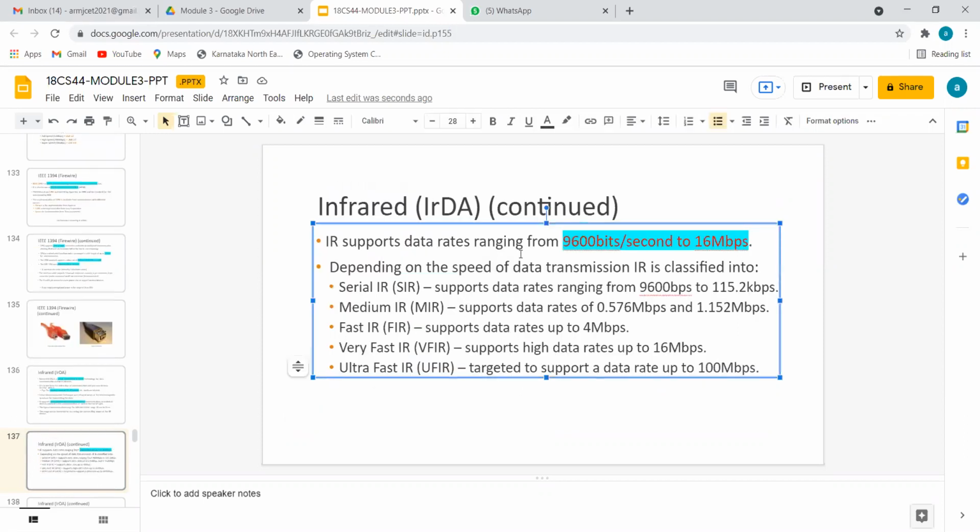Now, the data transmission rate supported is 9600 bits per second to 16 Mbps. We can send data at 16 Mbps, as I mentioned. When playing a game with a wireless remote, data transmission will definitely be more compared to normal operations like volume up, volume down, or changing a program. There are different versions of IR, that is infrared communication, with their specific data transmission rates. You can use this table for your reference.